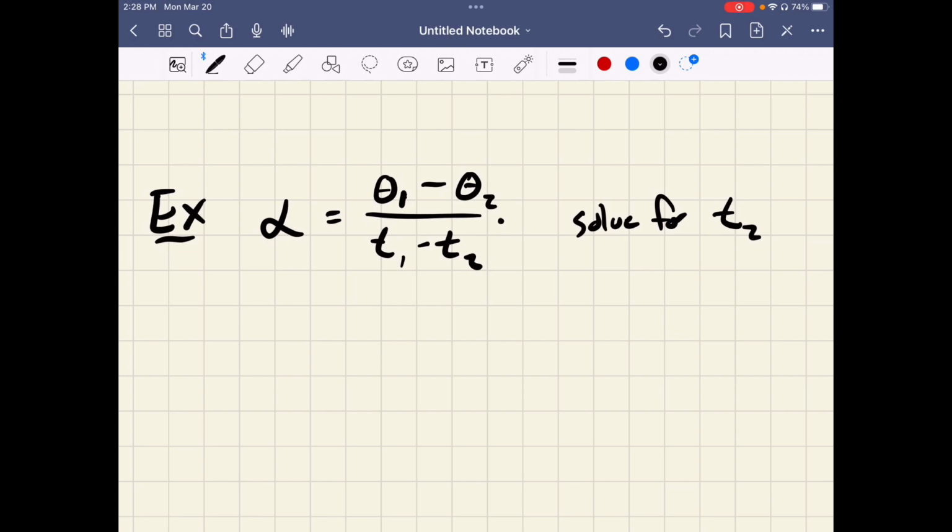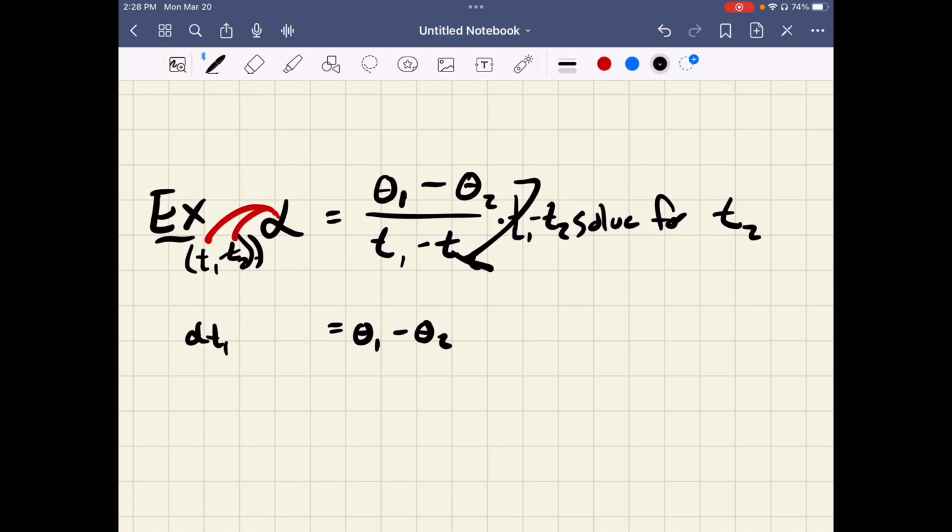So the first thing I'm going to do is help get rid of the fraction. I've got t1 minus t2. I'm going to multiply this by the alpha over there. These two become a 1, and all you have left is theta 1 minus theta 2. And then I'm going to go ahead and distribute that alpha out. And I'm going to get alpha t1 minus alpha t2.